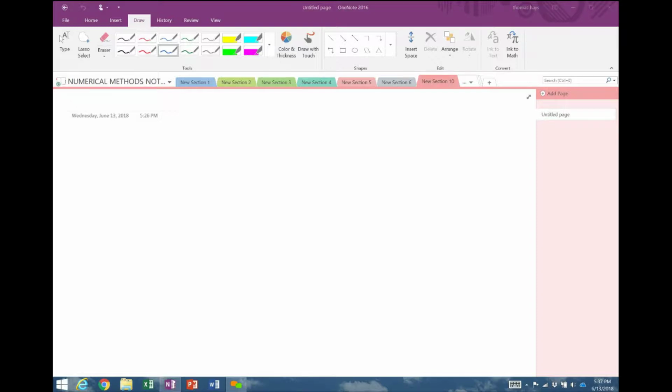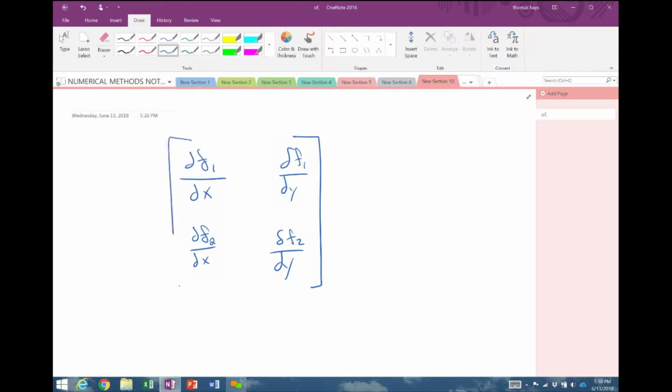So if you have del f1 del x, that's the first top left coefficient. You have del f1 del y, top row right coefficient, del f2 del x, del f2 del y. That is actually the coefficient matrix. So it's just the partials with respect to x and y of the first equation, partials with respect to x and y of the second equation.